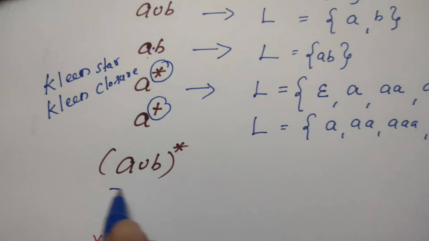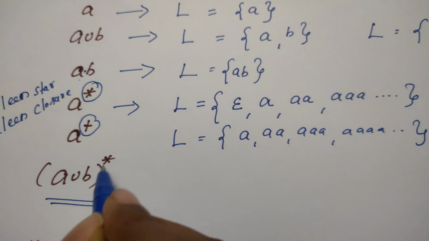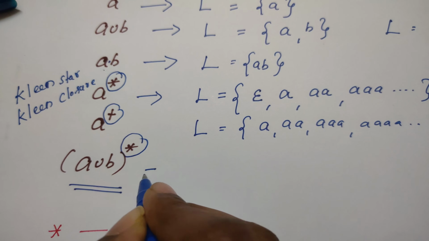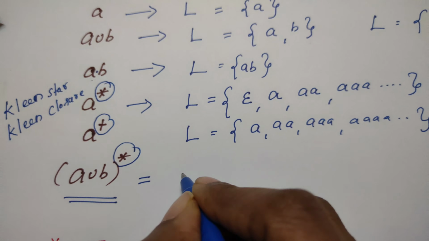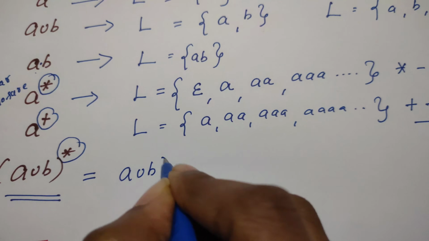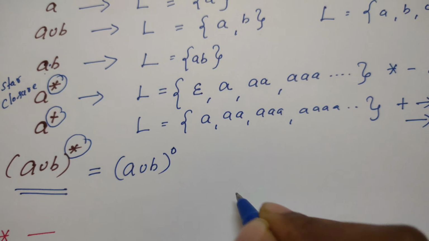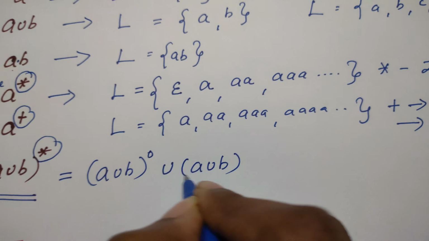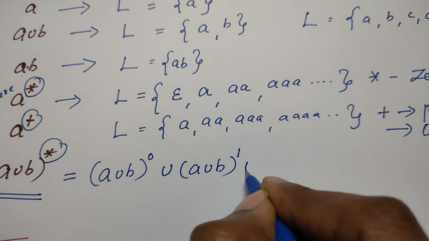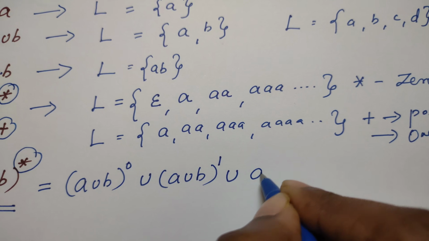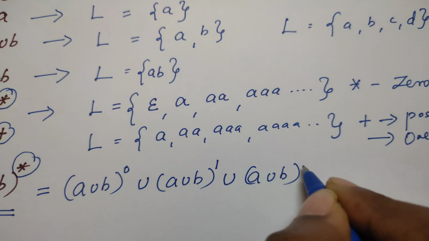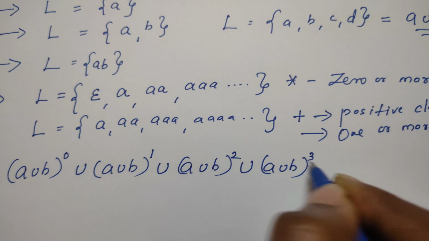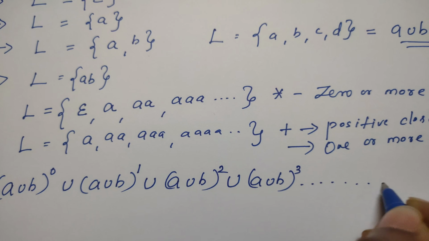Now let us try to understand what is A union B the whole star. Already you all know the meaning of the star, which is 0 or more. In the same way, we try to interpret this regular expression. In place of star, first let me write 0, union. Now in place of star, let me write 1. Let me continue the regular expression. In place of star, let me write 2. In place of star, let me write 3. We can write like this infinitely.